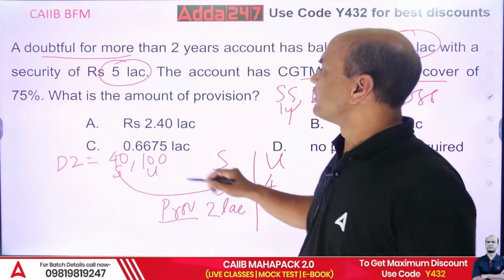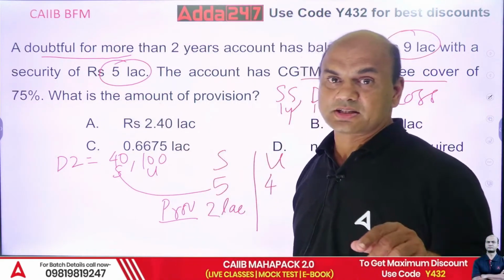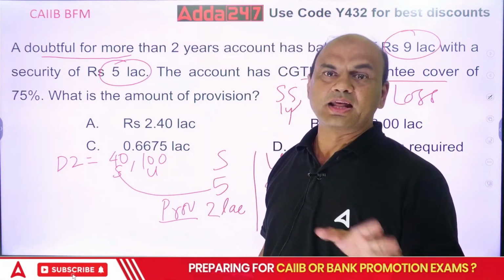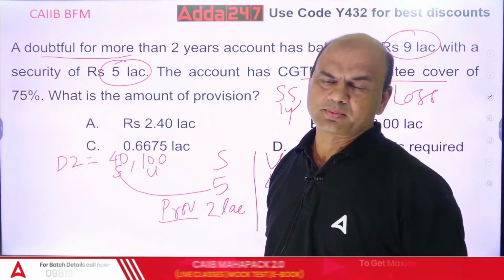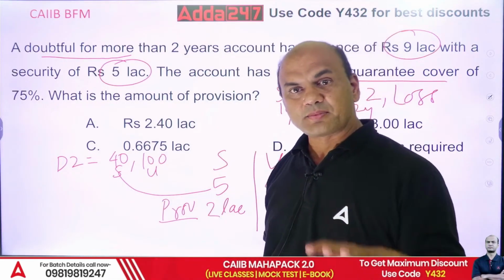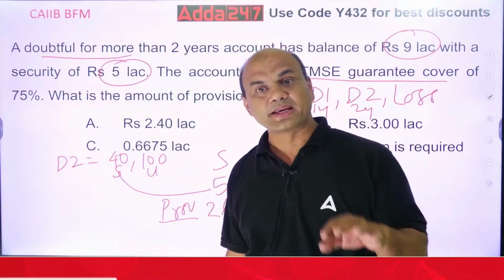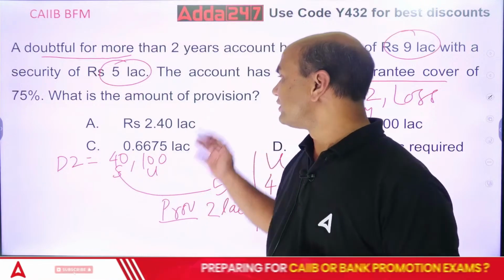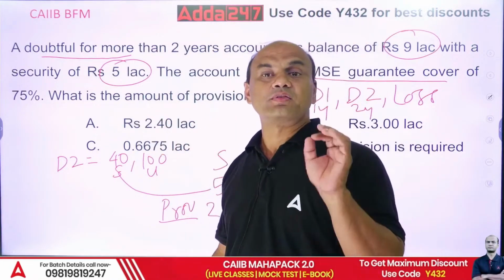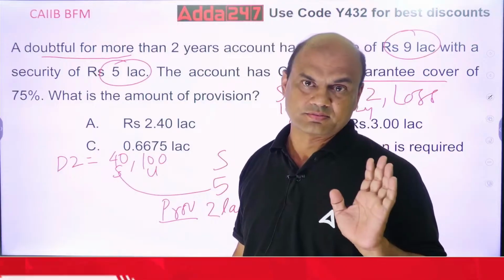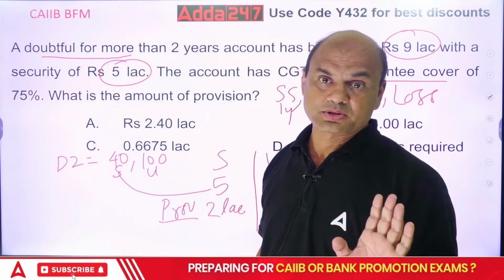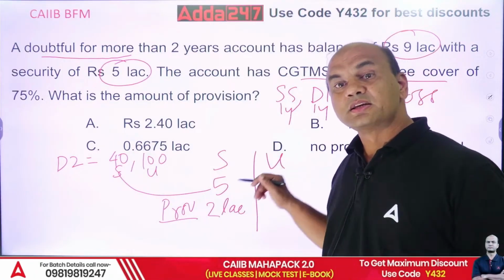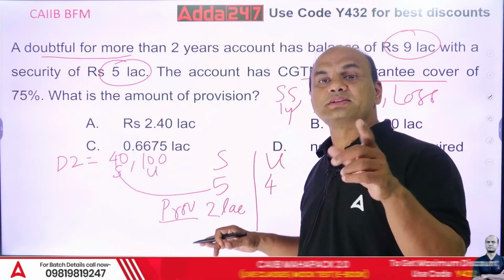The CGTMSE guarantee cover is for 75%. This CGTMSE guarantee cover is given by the Government of India, the central government, and MSE means micro and small enterprises. The CGTMSE guarantee is always given to those banks who are members of CGTMSE, not to every bank. This 75% is always given for the unsecured portion, never for the secured portion. So whatever is secured, leave it. The unsecured portion is 4 lakhs, and 75% of that is insured.